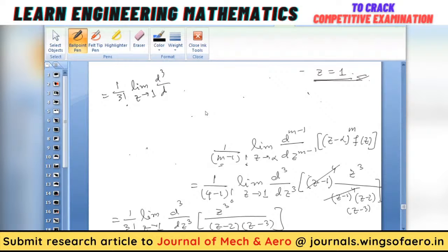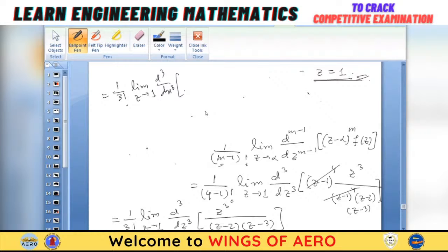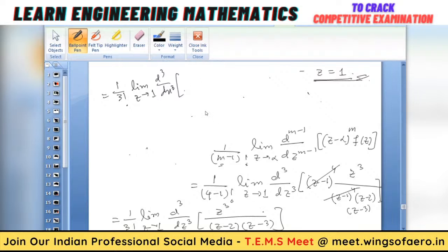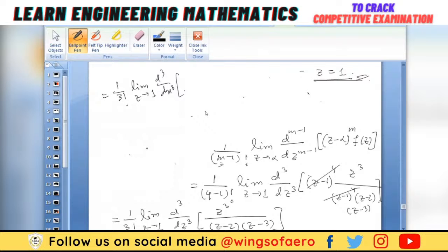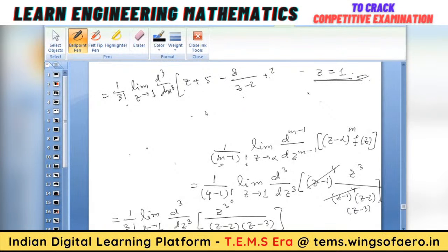Limit z tends to 1, d3 by dz3. You can simply do the partial fraction, as I have taught you in the last to last class, I think, in the case of Laplace transformation. So you can apply the partial fraction here. It becomes z plus 5, minus 8 divided by z minus 2, plus 27 divided by z minus 3.